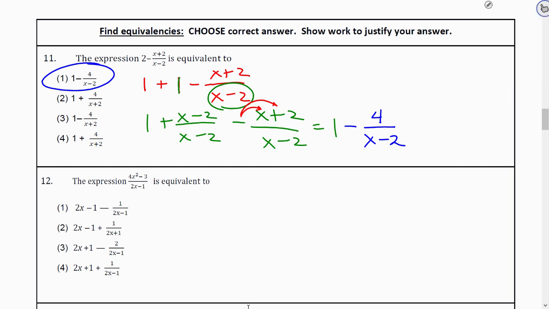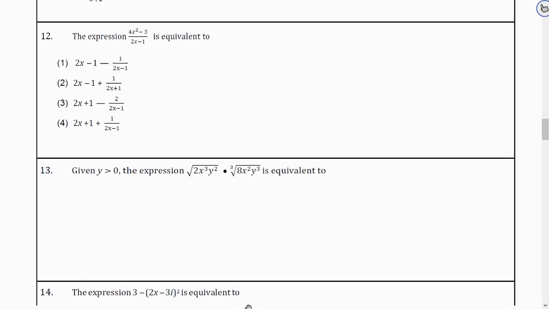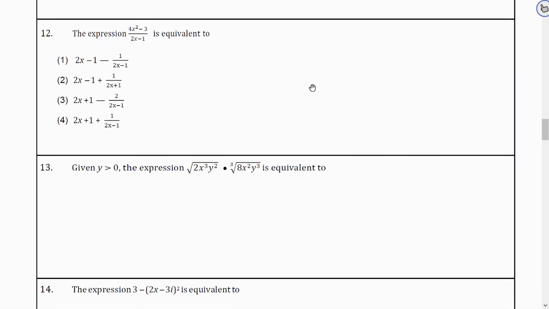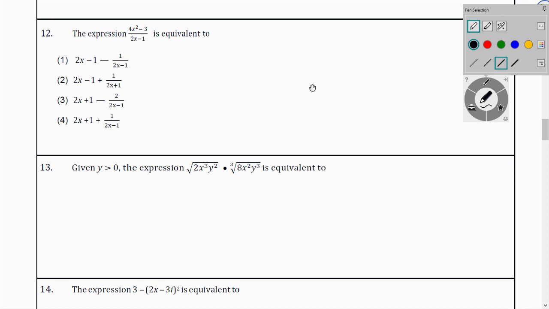I'm going to scroll up because I'm next going to do long division, and I want some more space for that. Okay, number 12, the expression (4x squared minus 3) divided by (2x minus 1) is equivalent to which of these? Now, again, I do this a little differently than some of the other teachers, perhaps. I would see it's division, so I'm just going to do some long division.